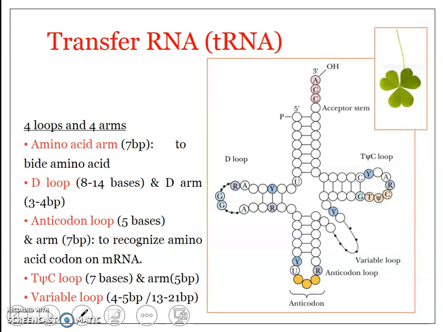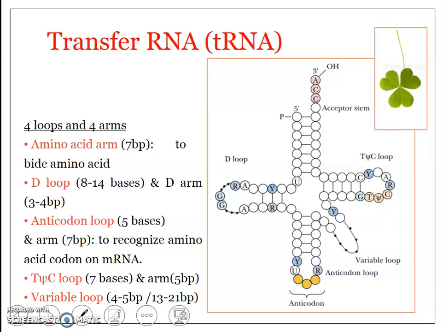Okay, now the next one we have is the T-psi-C loop. Here you can see the sequence, right? The thymine, the pseudouracil, and the cytosine. These 3 nucleotides are found in the same sequence, 5 prime, T-psi-C, 3 prime. In that orientation it is found, and here the T-psi-C arm also has a basal stem, you can see over here, and a T-psi-C loop. The T-psi-C loop is formed of nearly 7 nucleotide bases, with the presence of pseudouridine, and that is how the name has come.